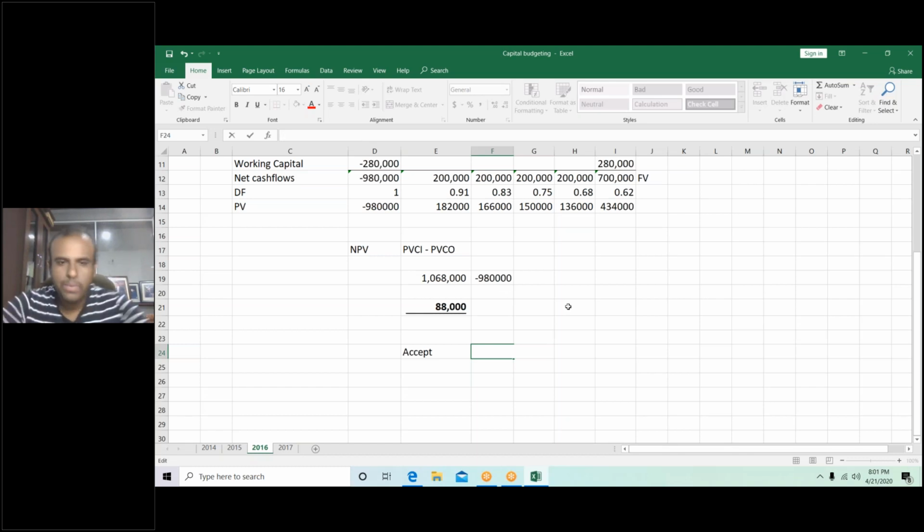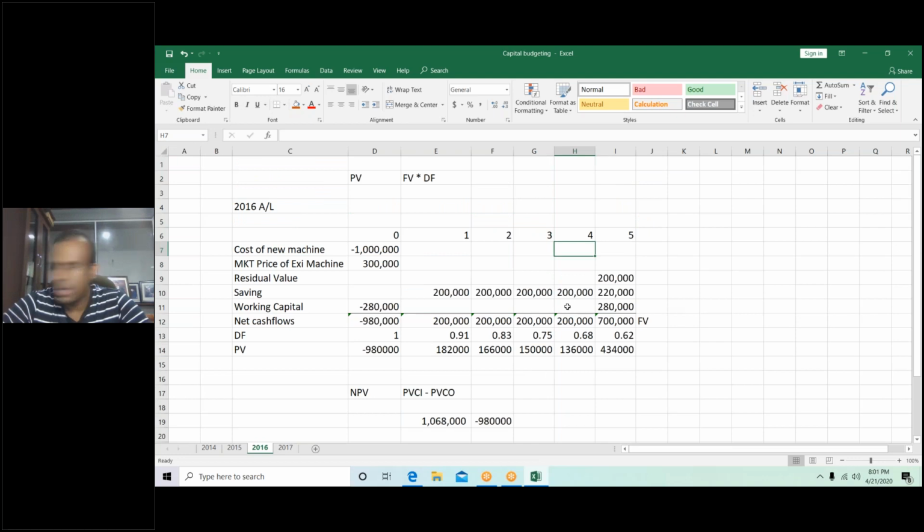Right. Okay. That is the 2016 A-level capital budgeting question. I hope you all have understood all the calculations here.